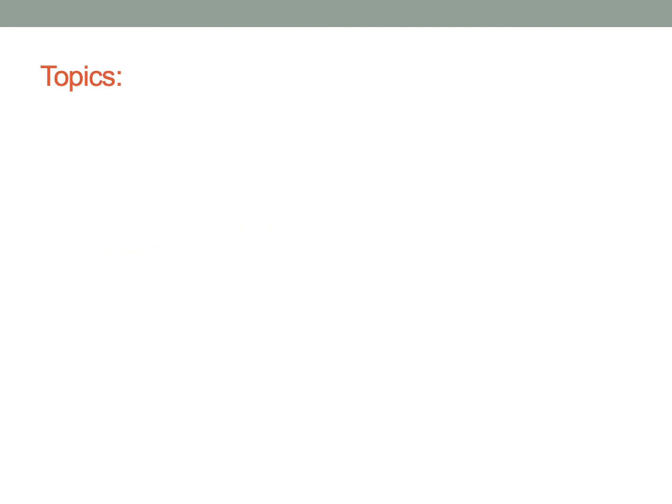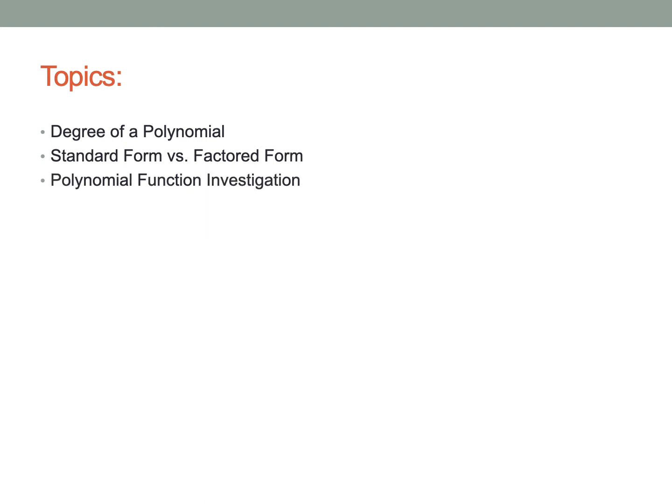The topics that we're going to cover are degree of a polynomial, standard form versus factored form, and then we're going to do a polynomial function investigation. Just kind of look at different types of graphs and see if we can come up with some patterns. And throughout that investigation, we're going to talk about the degree of the polynomial function that we're looking at, its x-intercepts, turning points in the graph, and the ending directions of the graph.